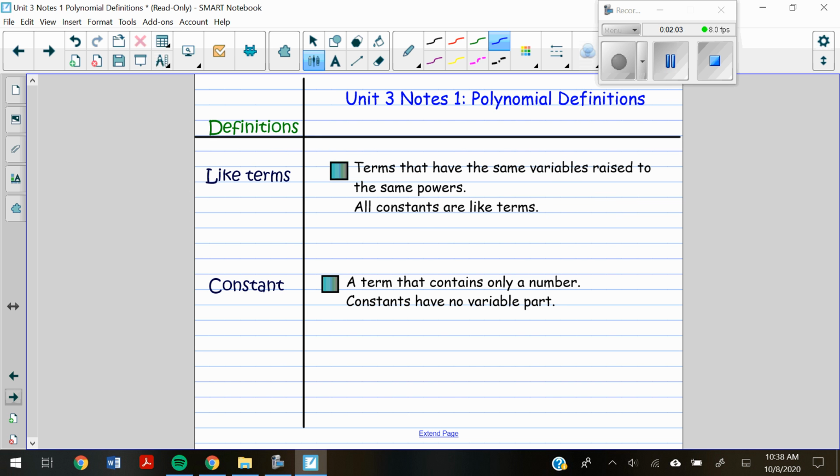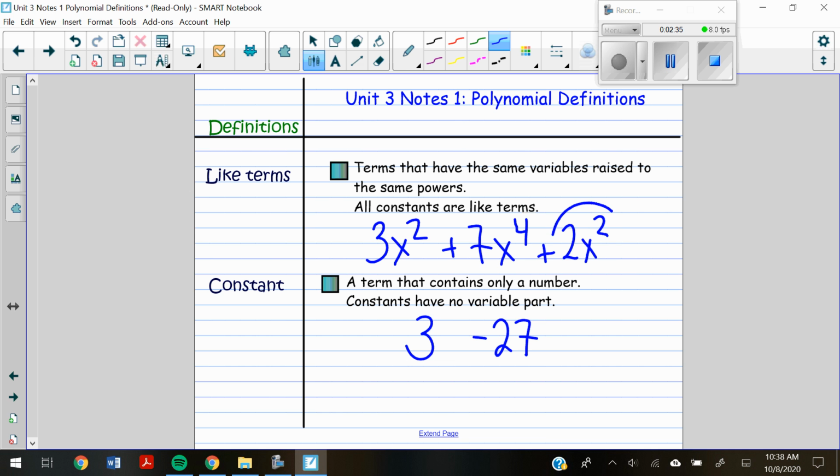All right, then we have like terms. Like terms are terms that have the same variable and they're raised to the same power. All constants are like terms. A constant is a term that's just a number, so constants have no variable parts. So 3, negative 27, those are constants. Now, if we had something like 3x squared plus 7x to the fourth plus 2x squared, my like terms are the ones that have the same variable to the same power. All right, don't forget to be pausing and writing these down.